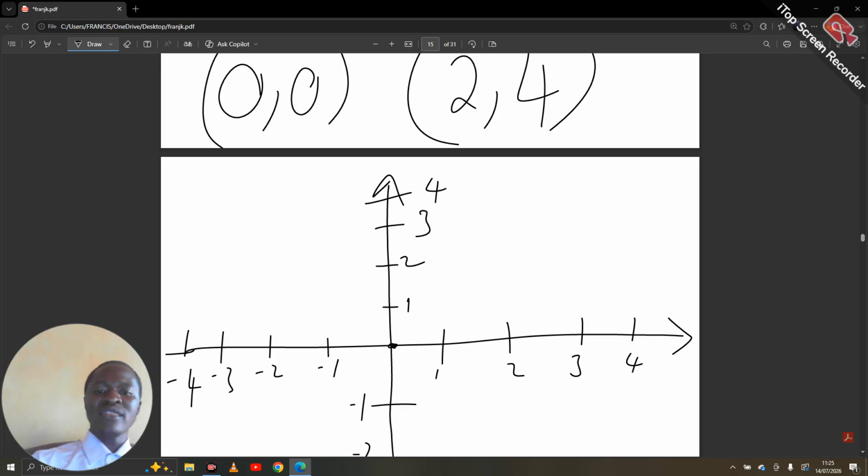0, 0 is obviously at this point. You can either use a dot or an X, but I prefer X. And 2, 4, it is at this point. So when drawing, your curve will look like this. Your curve will come this way.